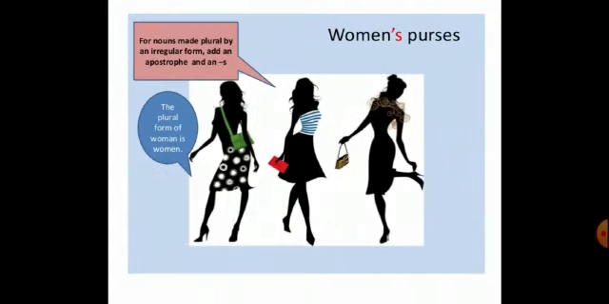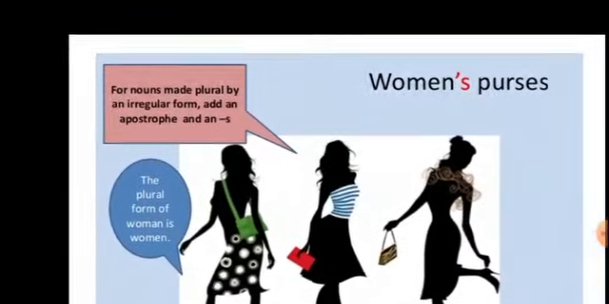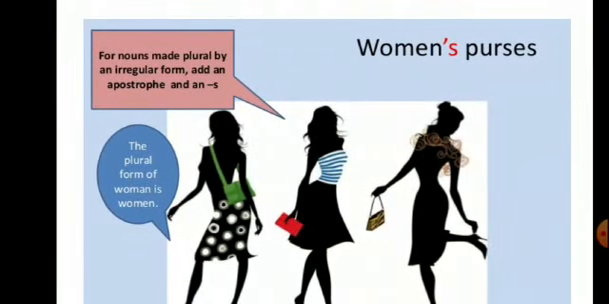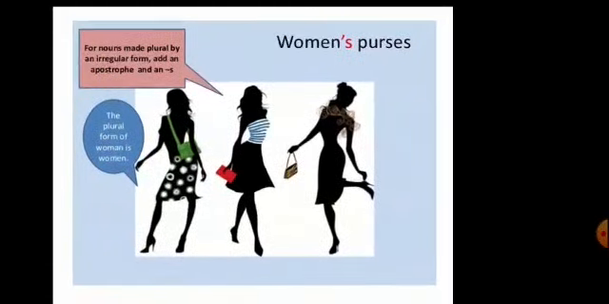Okay, so here when I say women's purses, the plural form of woman is women, so I put the apostrophe S exactly like the singular noun. Okay.